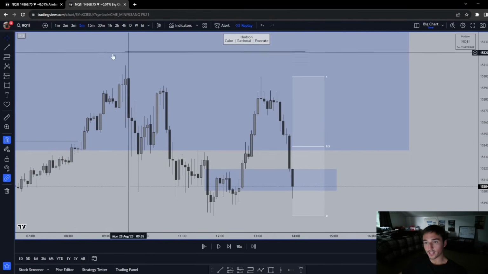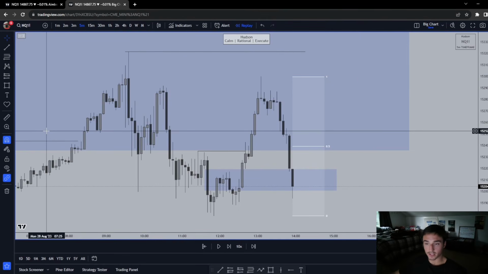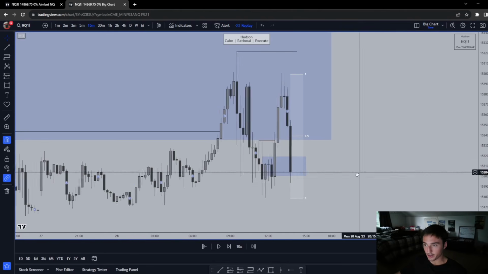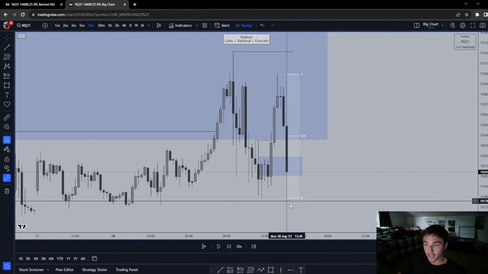Displacement through. Wasn't confident in this high because the higher time frames weren't telling me. Higher time frames didn't give me any hint that we were going to this high. And then whenever we did get the fair value gaps, we ran right through it. So where do we go? This low.